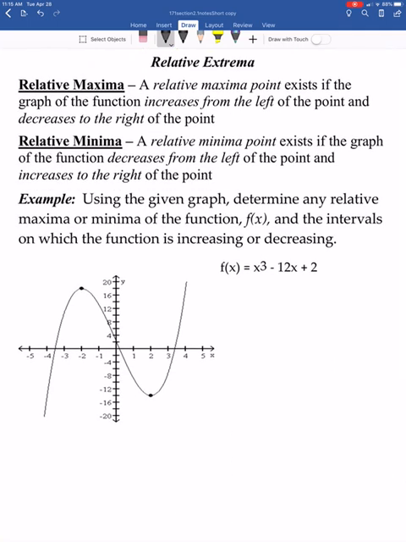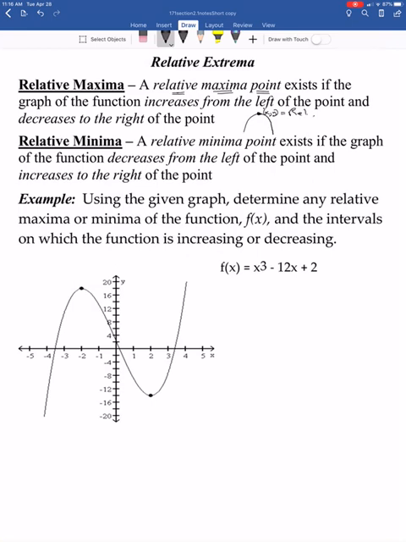We want to talk about relative extrema. Relative extrema are turning points in your graph, what we call relative maxima and relative minima points. A relative maxima point is an ordered pair at which our graph changes in behavior from increasing to decreasing. So a relative max point, behavior-wise, has this kind of shape going on. Right? That's the relative max point.